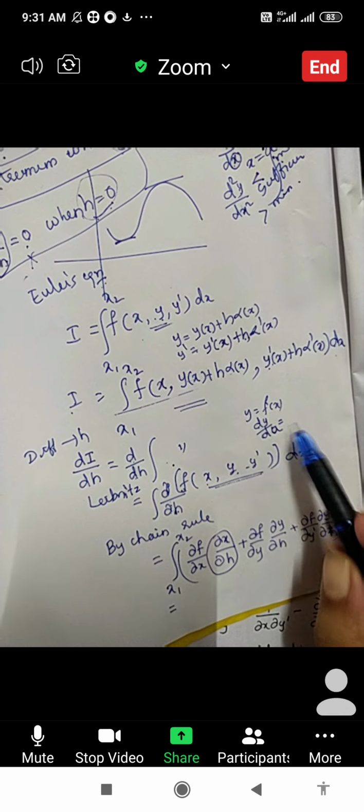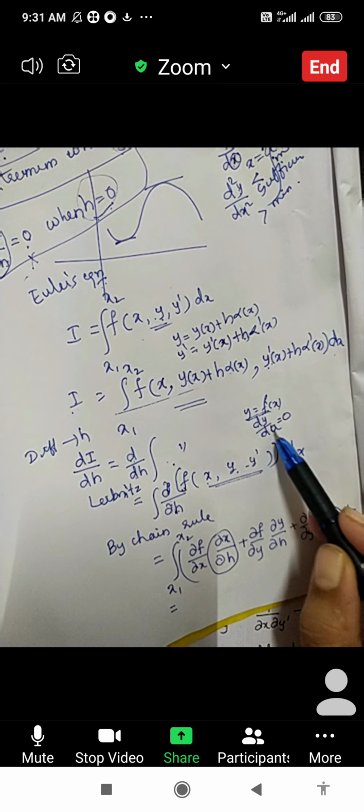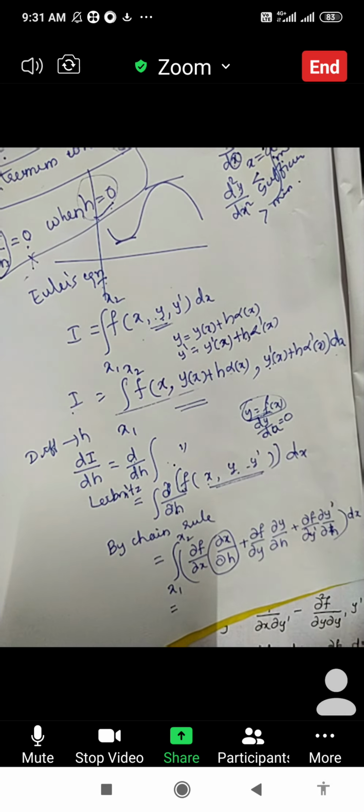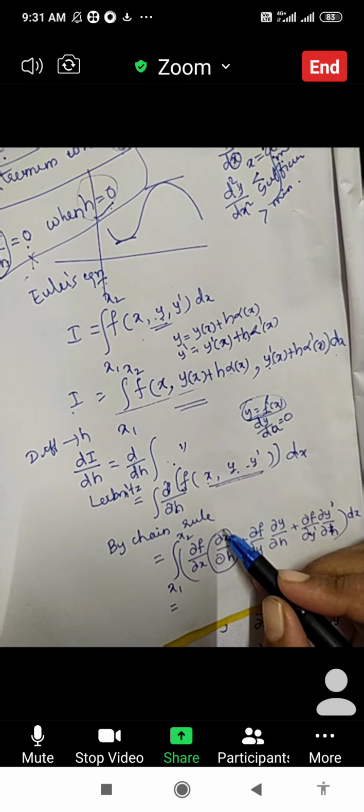But zero. Why? There is no relation. You cannot see anything, it's not related. So these two are not related, which means what is the value of this?